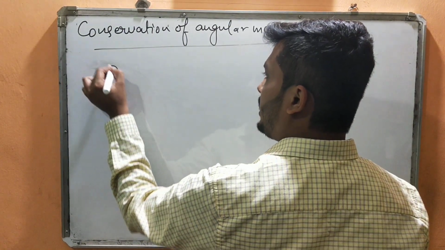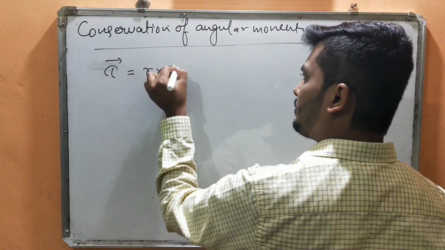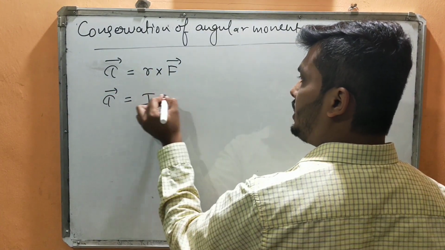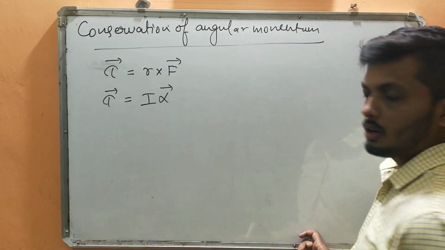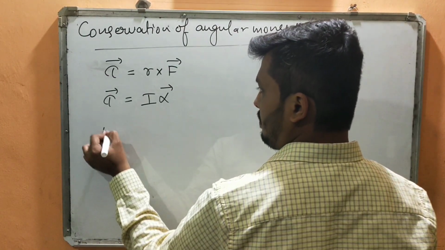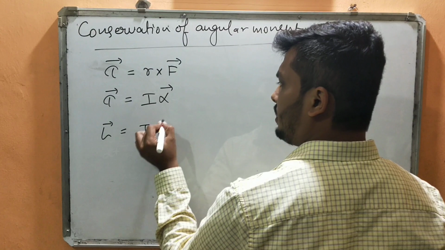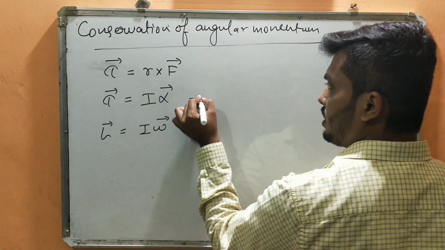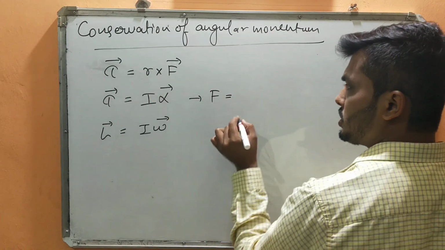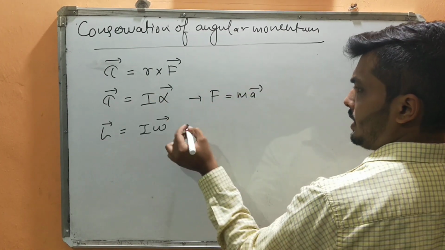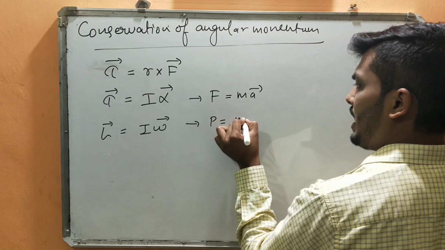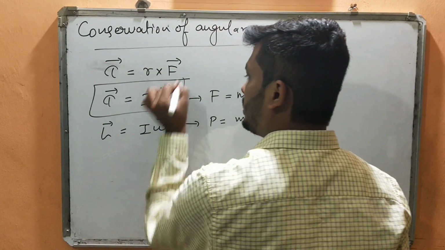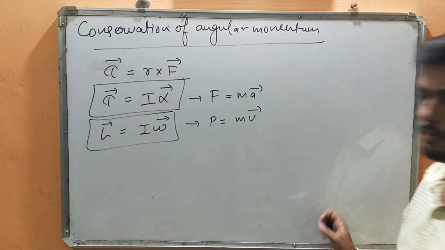Now, how can I write torque here? R cross F. How can I write torque again here? I into alpha. Is it okay? How can I write momentum here? I into omega. Can I write this? Please understand here, torque is rotational force. F is equal to ma, here P is equal to mv. Please understand this. Both these definitions are very important to understand.